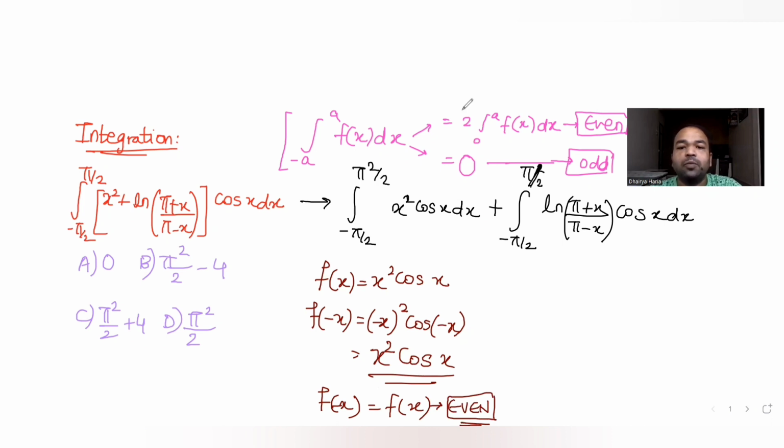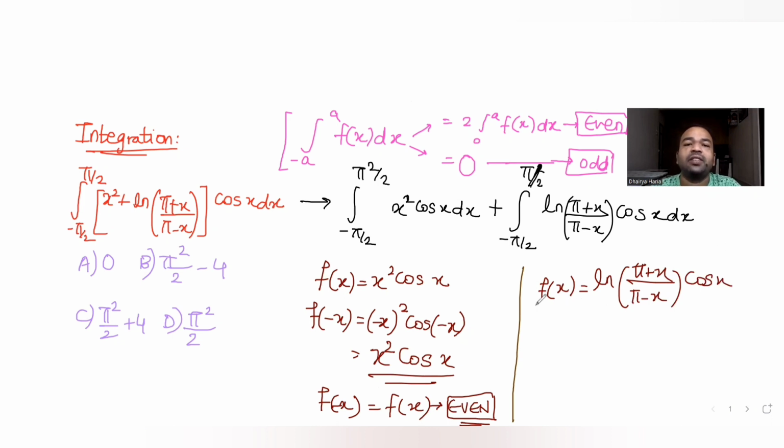If you solve the next part of the same question, f of x is log of (pi plus x) upon (pi minus x) times cos x. If instead of x I take minus x, now f of minus x becomes log of pi plus x, which I can write as pi plus minus x, so it becomes pi minus x, and pi minus x in the denominator.